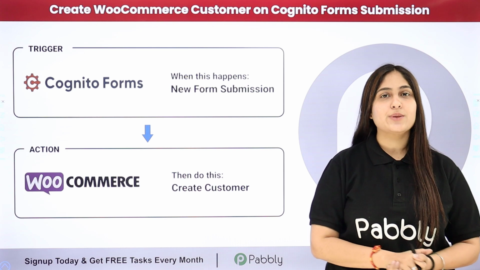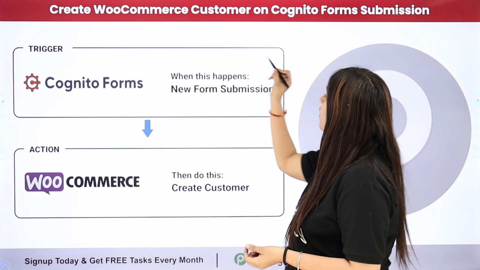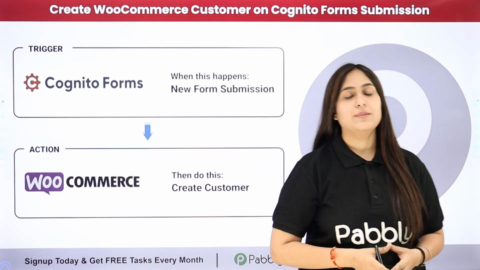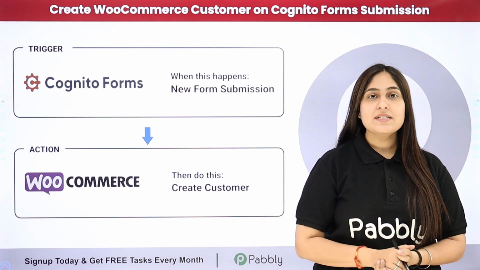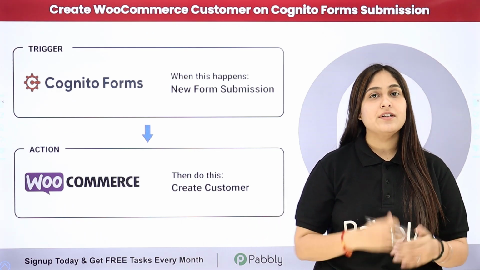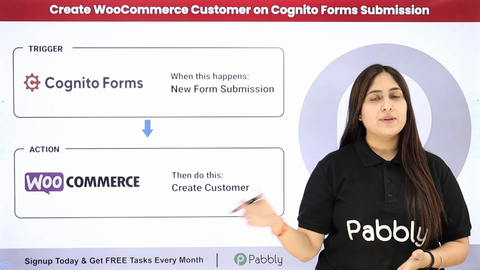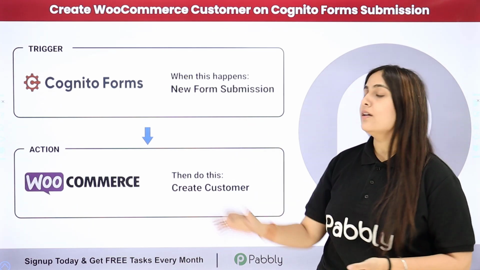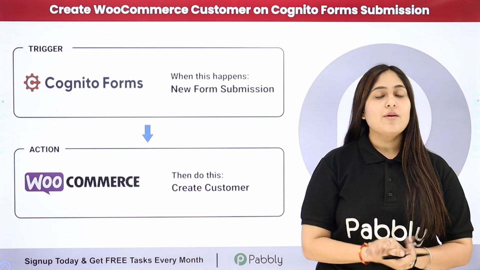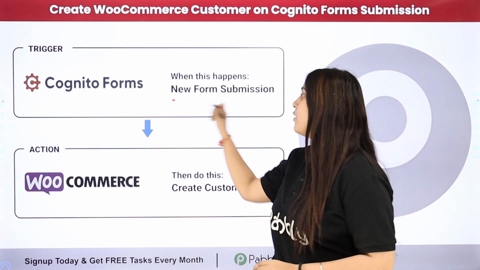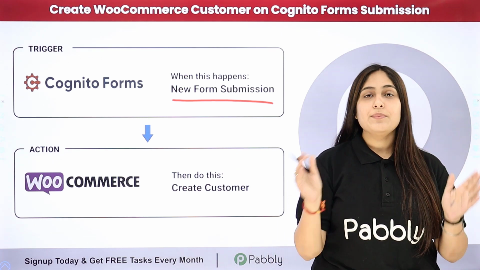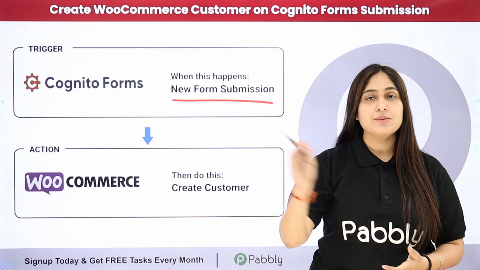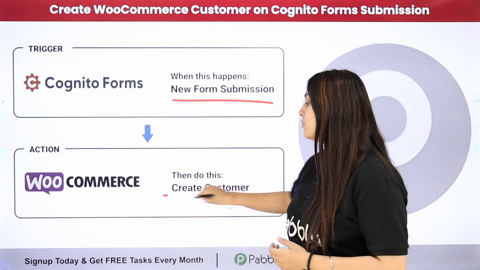In this video we are going to understand how to create a WooCommerce customer on Cognito Forms submission. So let's suppose that I am a seller on WooCommerce and I have created an inquiry form, contact form, or you can say a pre-order form that I've already connected to my website using Cognito Forms. So now my objective is that whenever I receive a new form submission, then automatically the person who has made the form submission should be created as a new customer in my WooCommerce account.